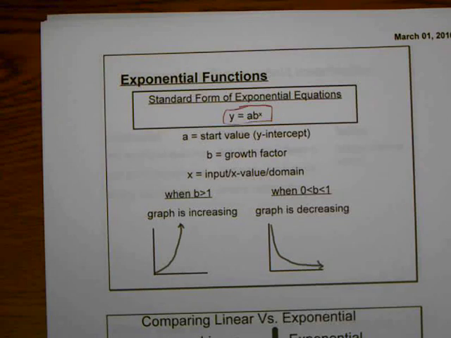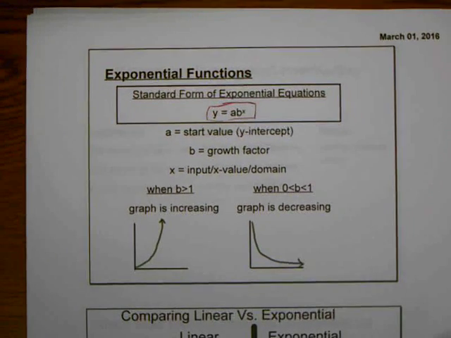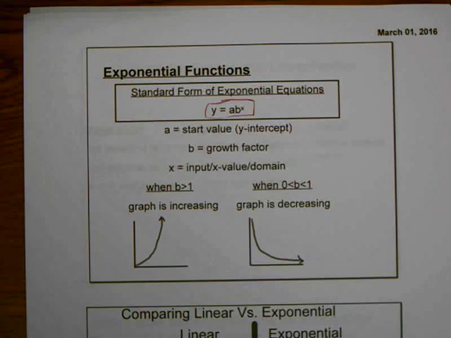A is going to be our start value. We can think of it like our y-intercept from our linear functions. B is going to be our growth factor, how much our exponential is growing. And x is still going to be our input, our x value, or our domain.